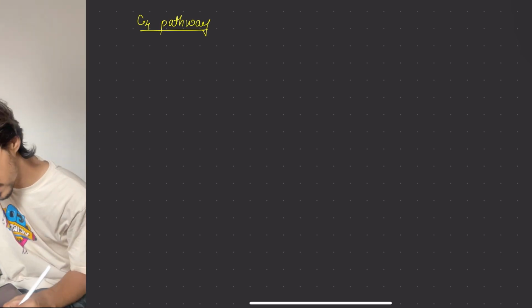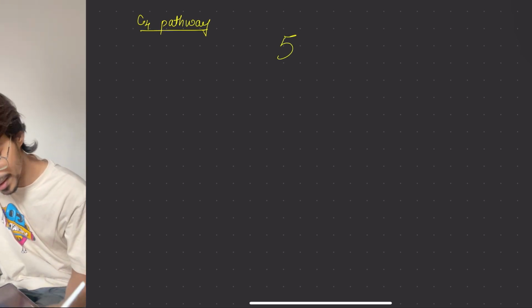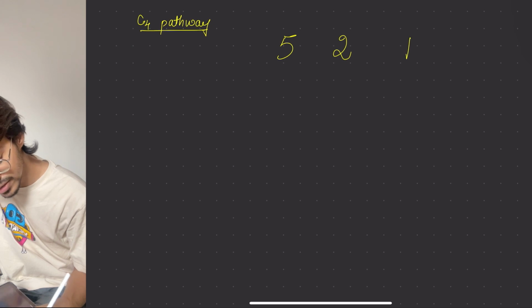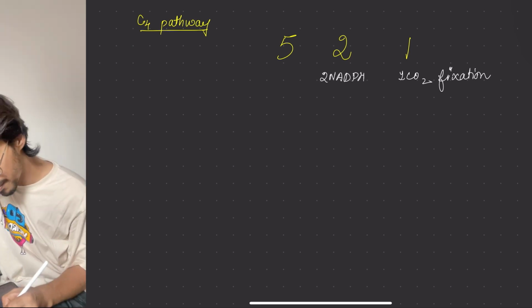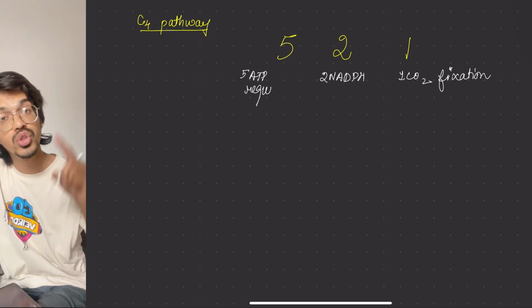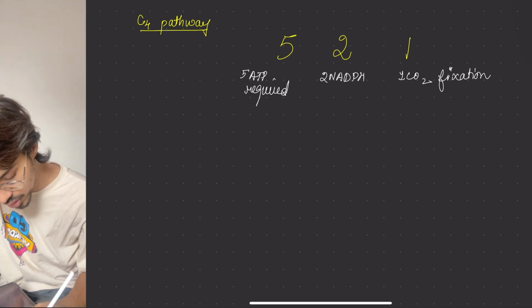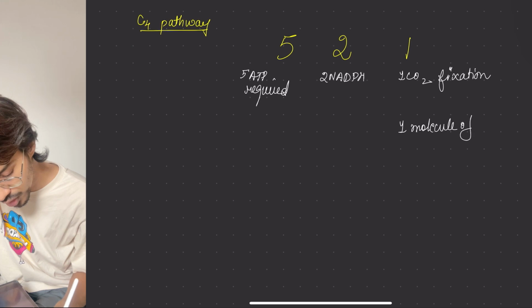If someone asks how much ATP and NADPH will be required to fix one carbon dioxide, then it increases. It is 5 to 1. For one cycle, 2 NADPH, which is similar to the earlier one, but 5 ATP are required. Earlier it was 3 ATP. So to make one molecule of glucose, what will you require?